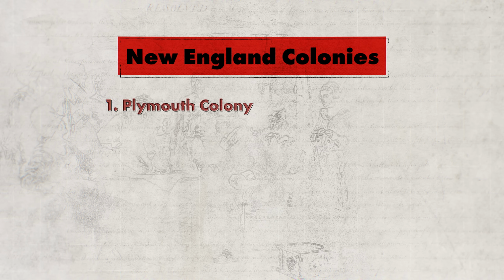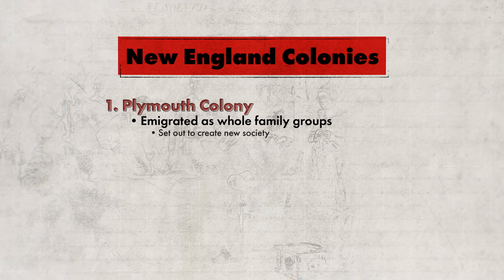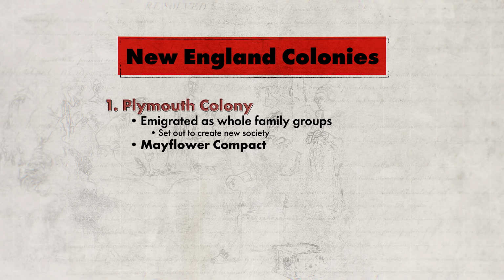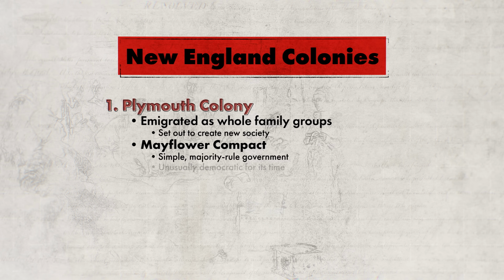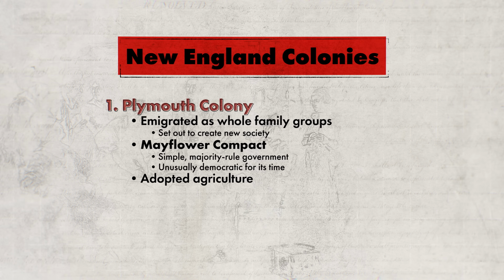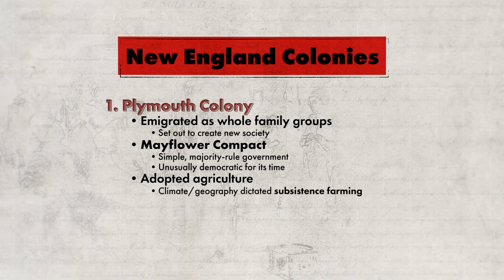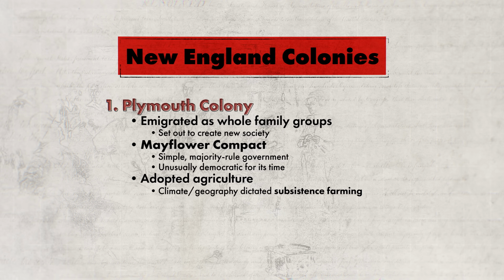It's going to be important for you to know that these folks largely immigrated in family groups for the purpose of creating a whole new society. And in order to facilitate that new society, they drew up and signed the Mayflower Compact, which was an agreement to form a simple government that ruled by the will of the majority, which was an unusually democratic style of governance for the time. Anyway, they adopted agriculture, but since the winters were long and cold, not to mention the land was pretty rocky, they were, for the most part, not much more than subsistence farmers, which is to say they're only growing what they needed to survive.